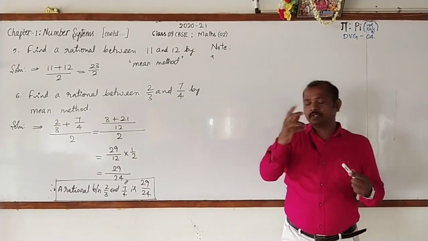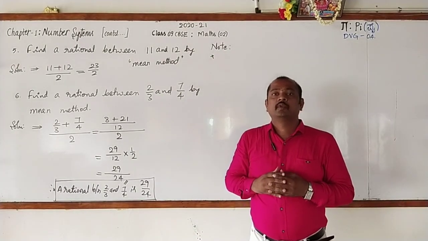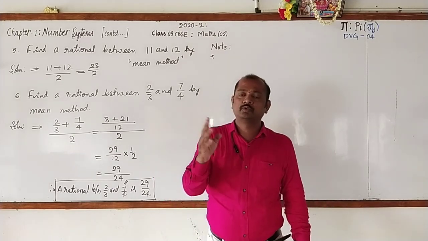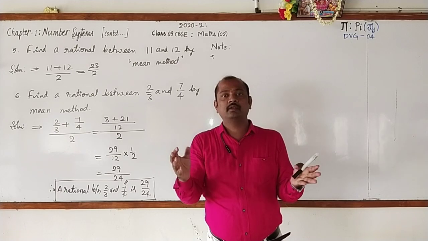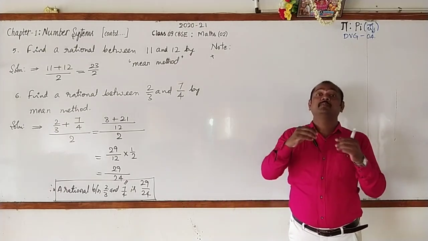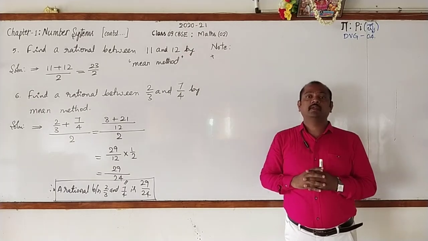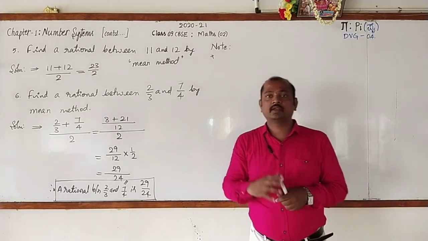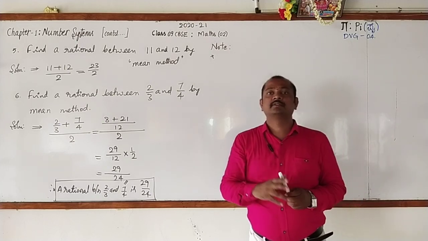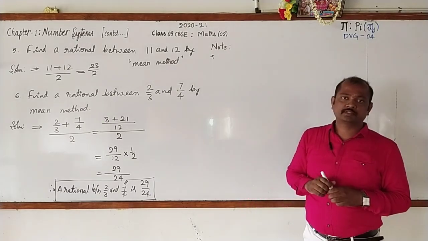Could you first tell the answer? How many rationals are there between two given rationals? 1, 2, just 3 or 10, 15? No. Any number of rational numbers can be found out between two given rationals.